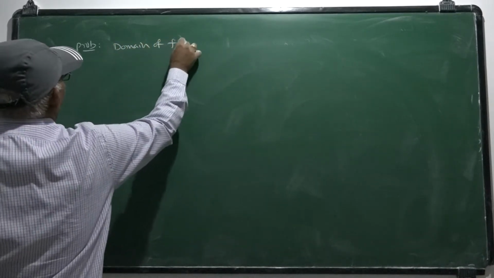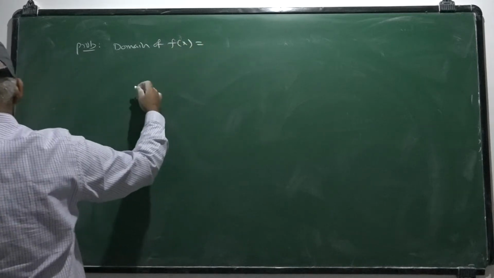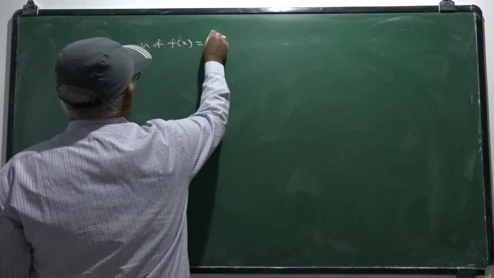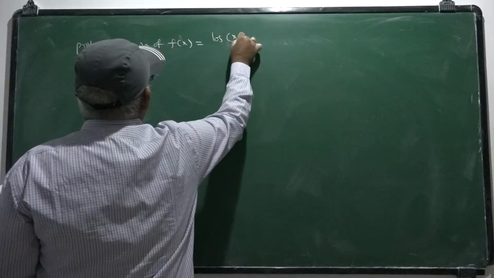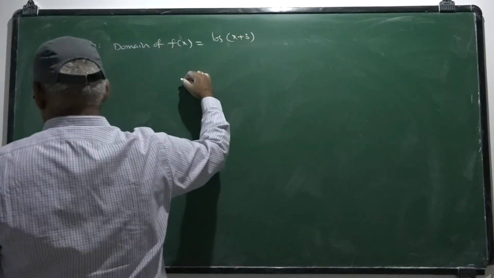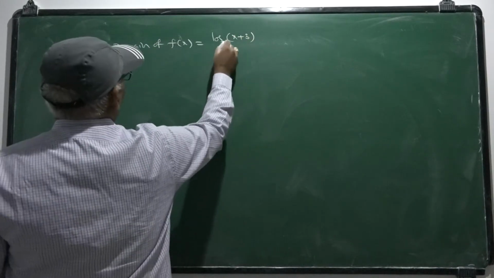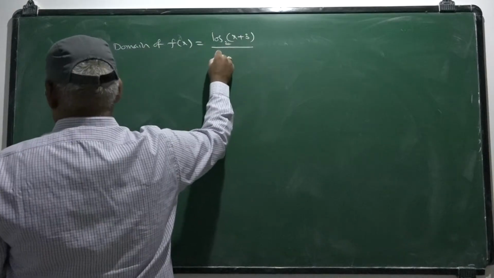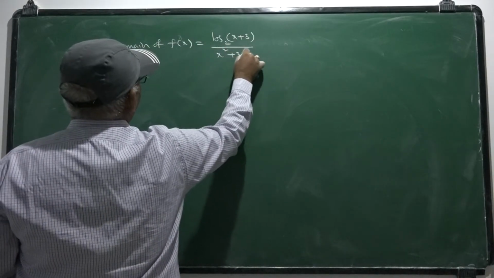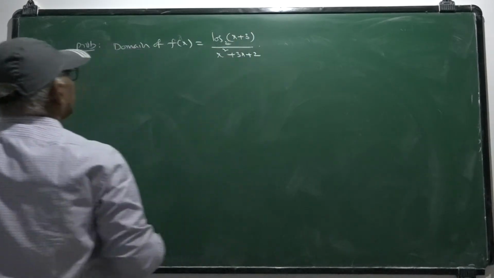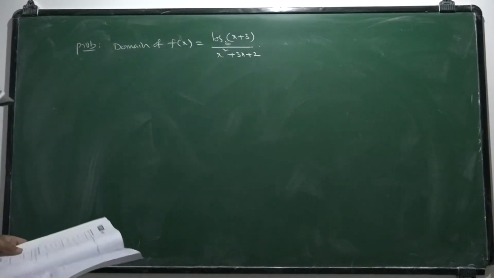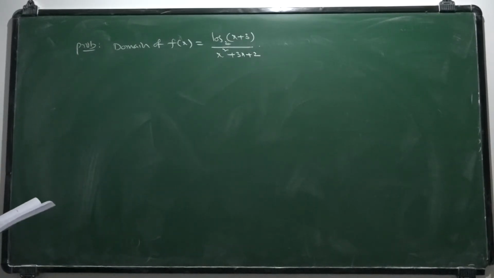Domain of f(x) equal to log base 2 of (x + 3) by (x^2 + 3x + 2). Domain of the function f(x) equal to log base 2 of (x + 3) by (x^2 + 3x + 2).